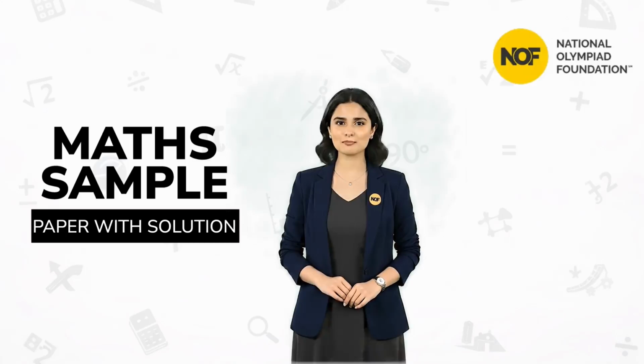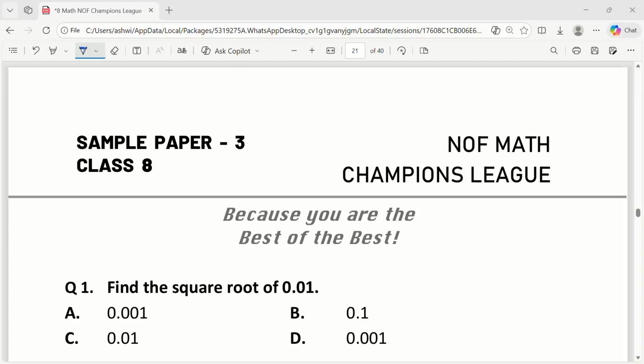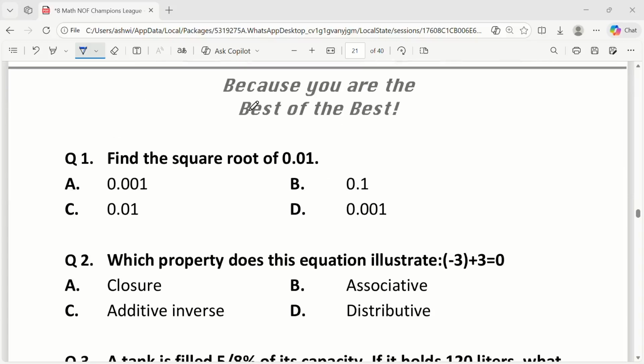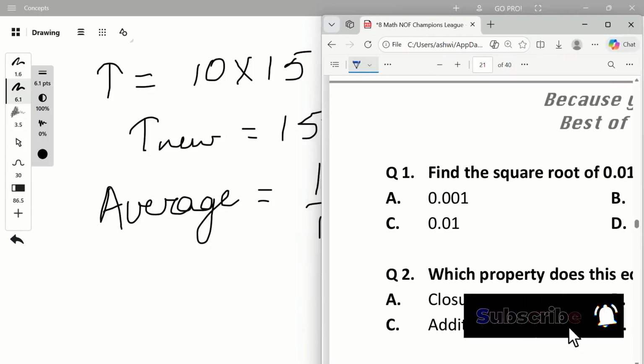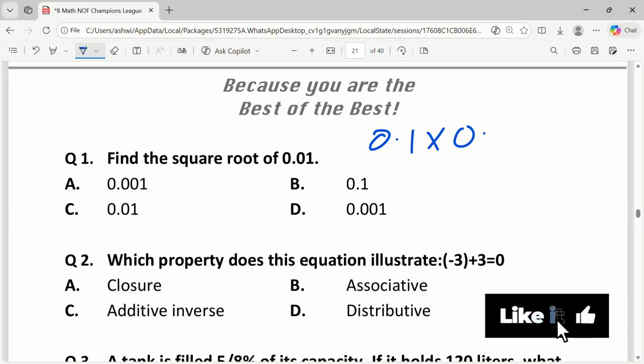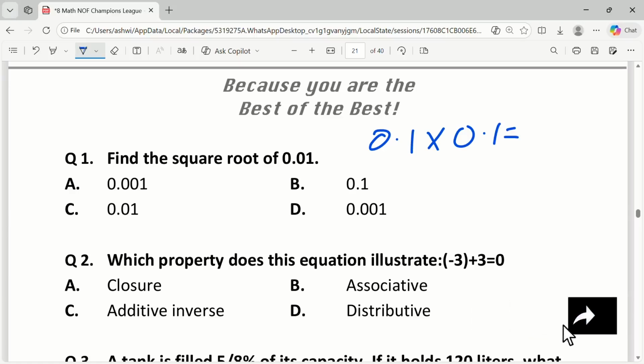Here is your math sample paper with solutions. Sample paper 3, class 8. Find the square root of 0.01. The square root of 0.01 is 0.1 because 0.1 into 0.1 is equal to 0.01. Hence the answer is B, 0.1.